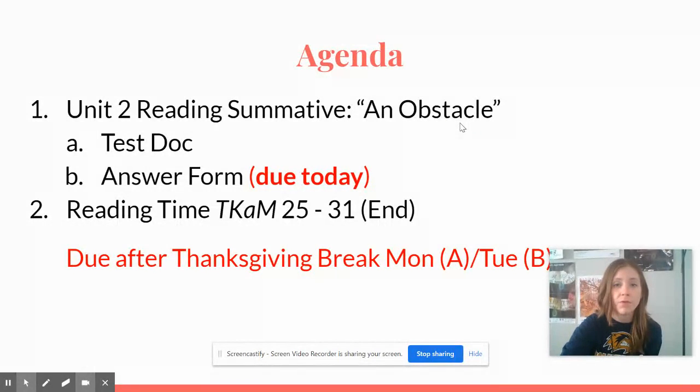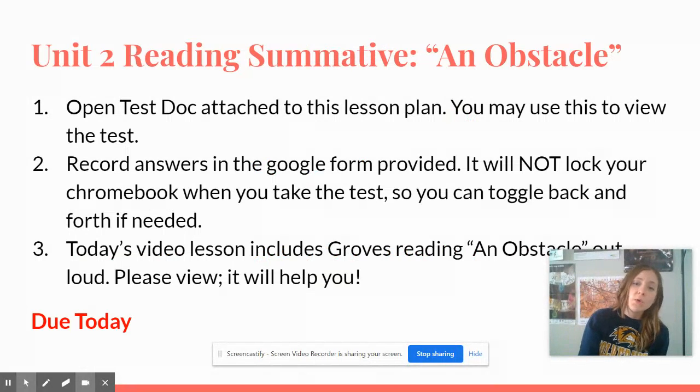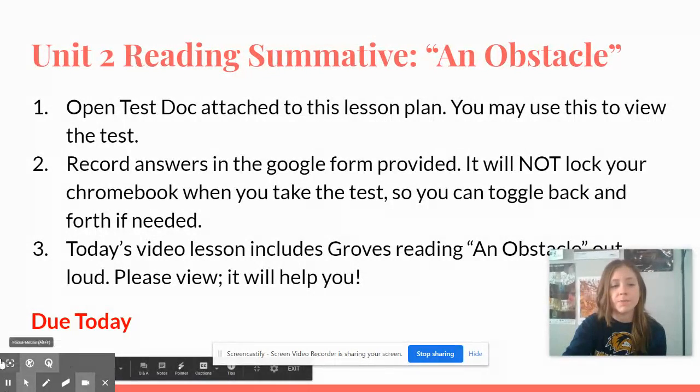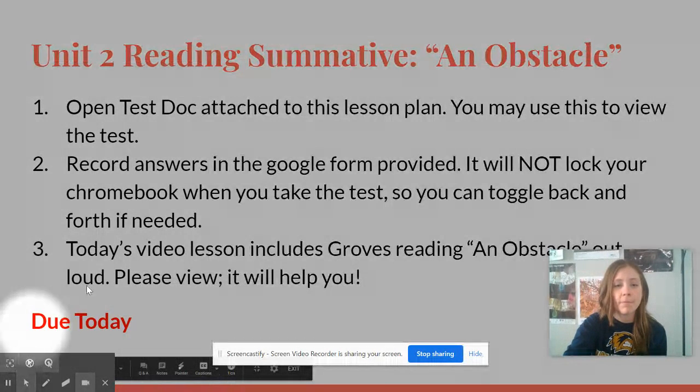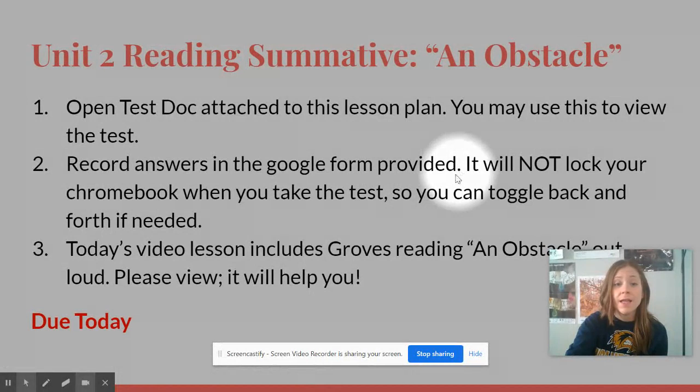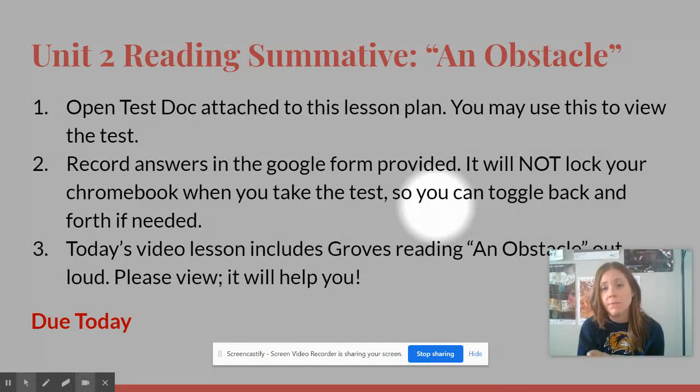So let's talk about the summative that you're going to take. Attached to this lesson plan is the test document, and this is where you can open it up. It can take up your whole screen, and you can just read the test and focus on that. What I would recommend is that you get out a sheet of scratch paper and write down the answers that you want, and then you will go to the Google form provided, and you can just key in your answers real quick. But if you'd rather have both open at the same time, you can. Your Chromebook's not going to lock during this test, so you are more than welcome to do that too.